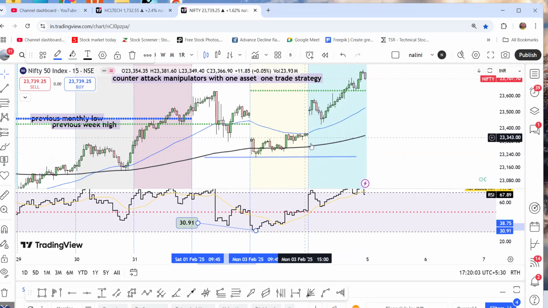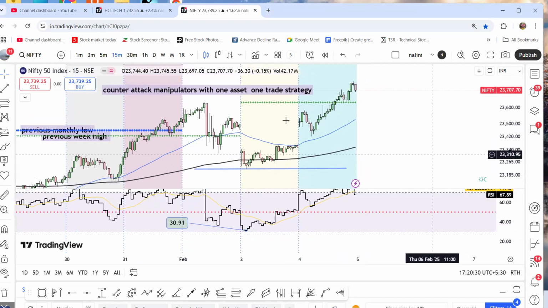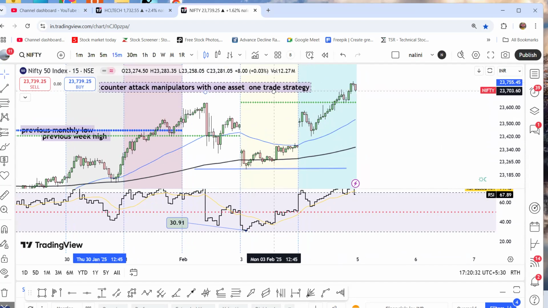Here, the price was setting up beneath the 50 period moving average and above the 200 period moving average. Even the 200 period moving average on the 15-minute time frame is oversold. Oversold condition. So the market was setting up. This was the perfect setup. Today, what happened is the market gapped up.